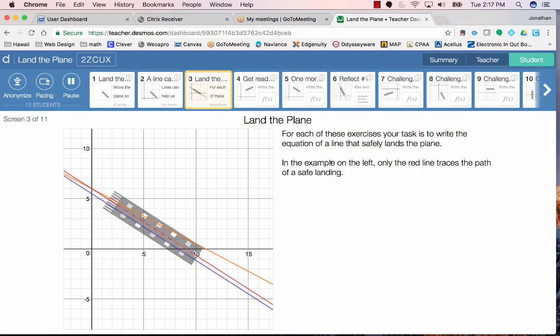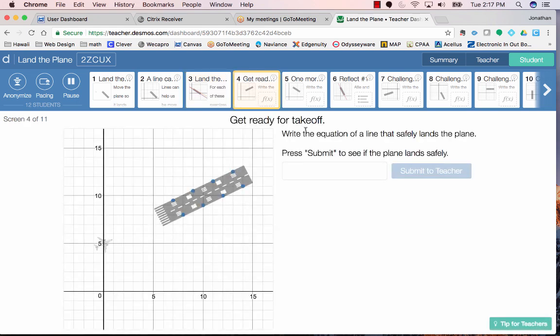So now I want to find an equation of a line that lands the plane safely. So let's think about this red line here. Again, to be safe, I want my plane to go right along there. So I want it to start at a value of 6 and to go at the right angle for one on. So let's do one exercise together.